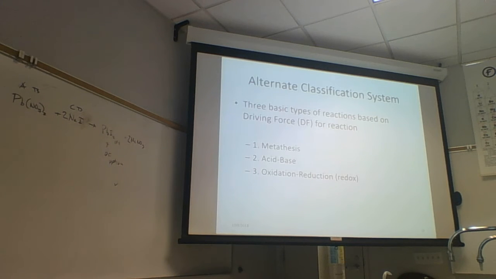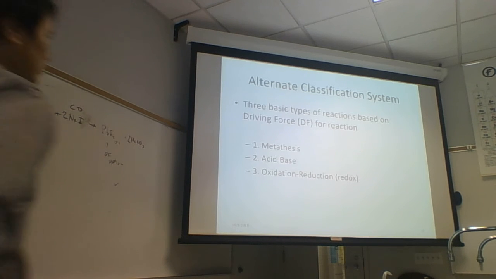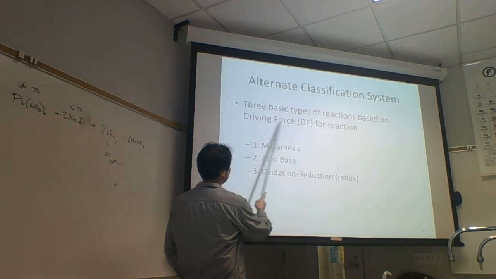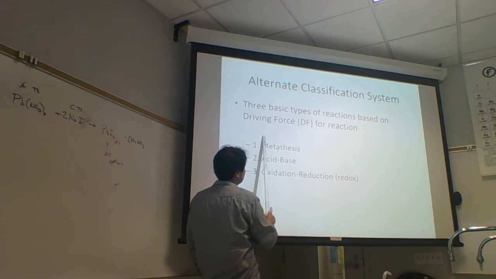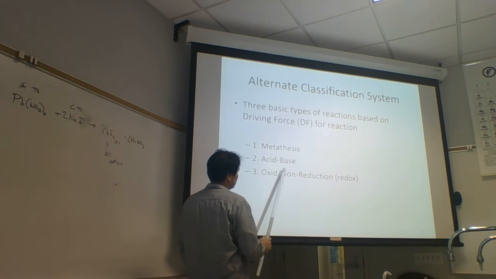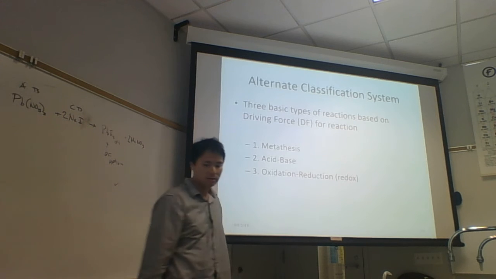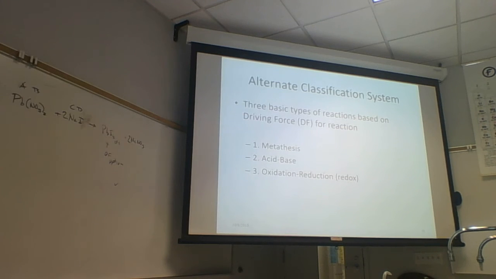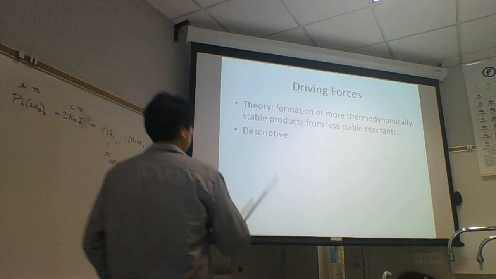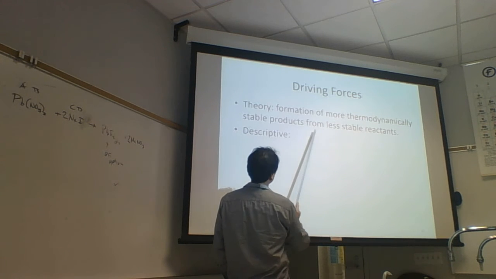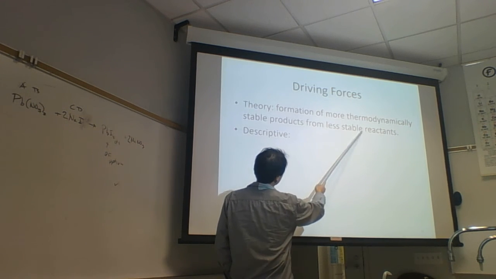Whenever we have a reaction, there's got to be something driving the reaction. What's driving the reaction is a driving force. And so the three basic types of reactions are based on driving force. Metathesis has a certain driving force, acid-base and redox have certain driving forces associated with them. And what is a driving force? A driving force is just going from less stable reactants to more stable products, all right?